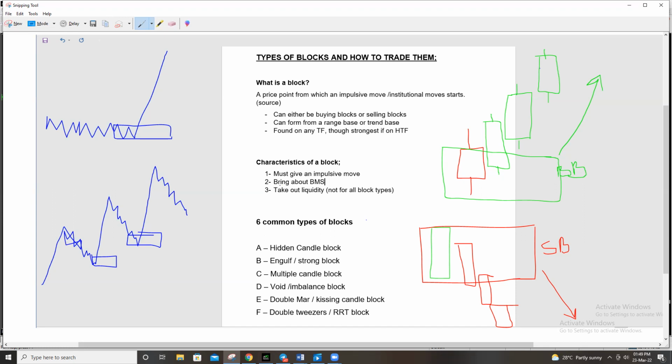Then two, it must bring about a break of market structure. Now, this is a buying trend because we are creating highs. This is something that we've discussed on the market structure video. So it's giving us higher highs. Now, for us to get this higher high, this high here must be broken. So this high here must be broken for us to get this high. So this is break of market structure. This is what we call BMS.